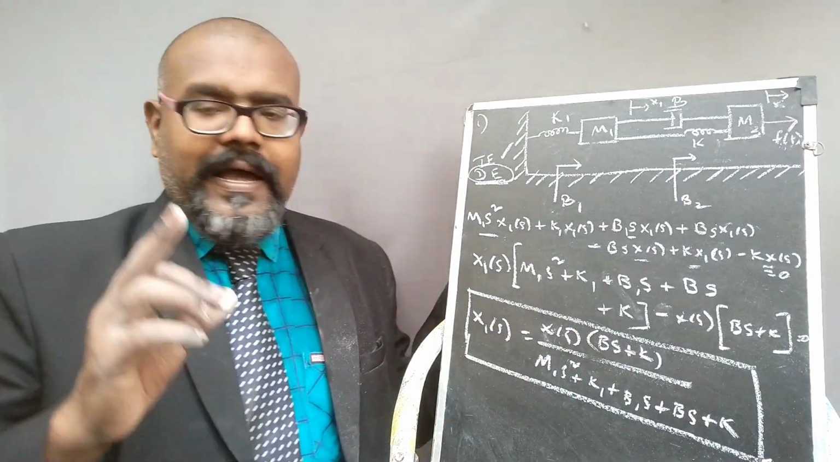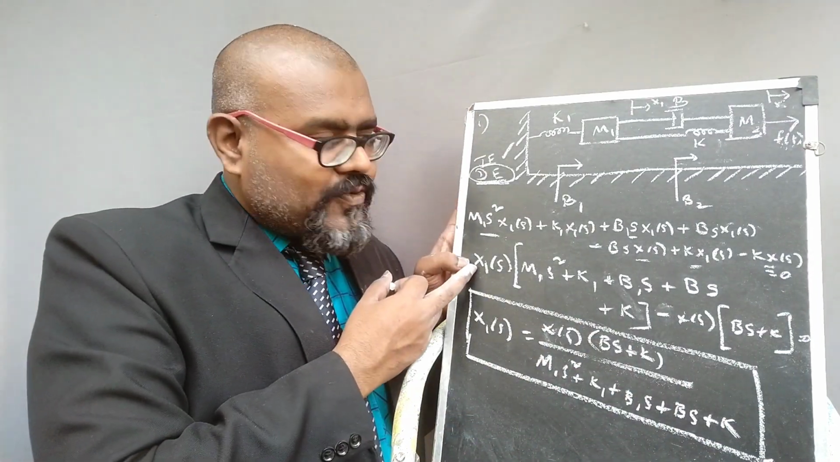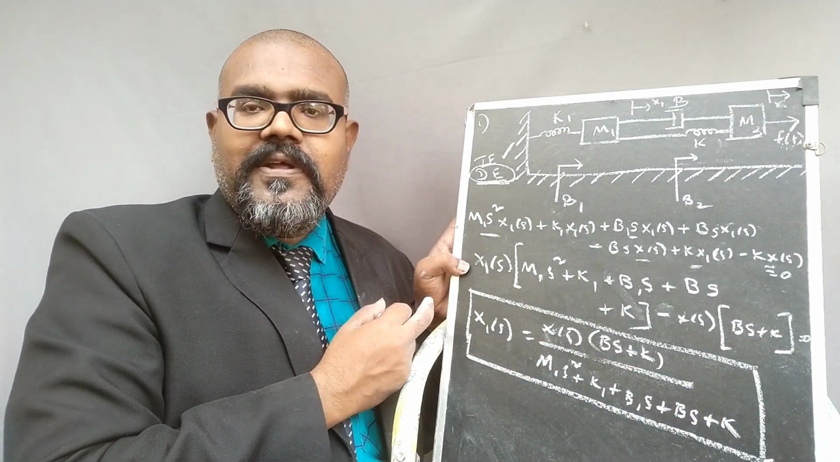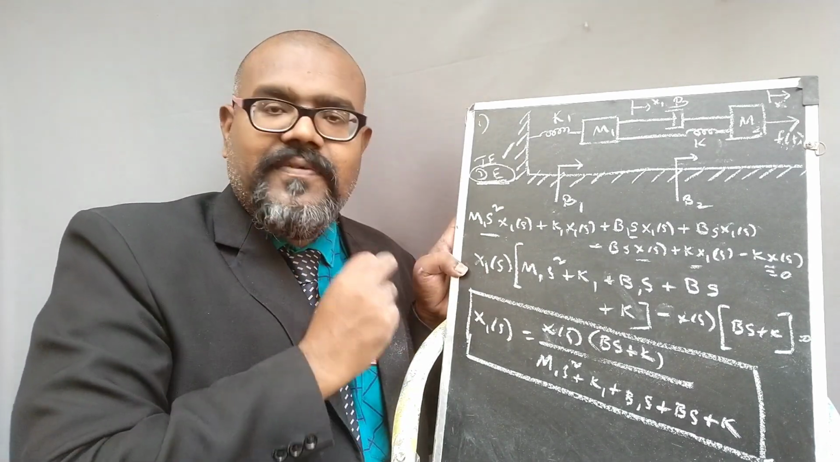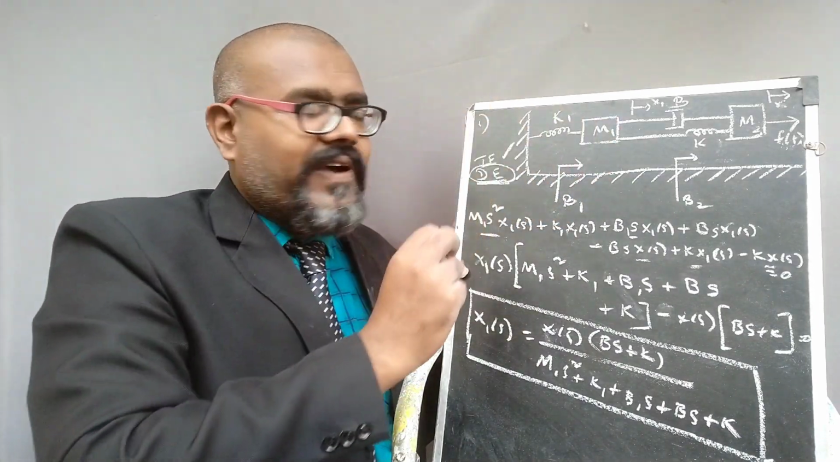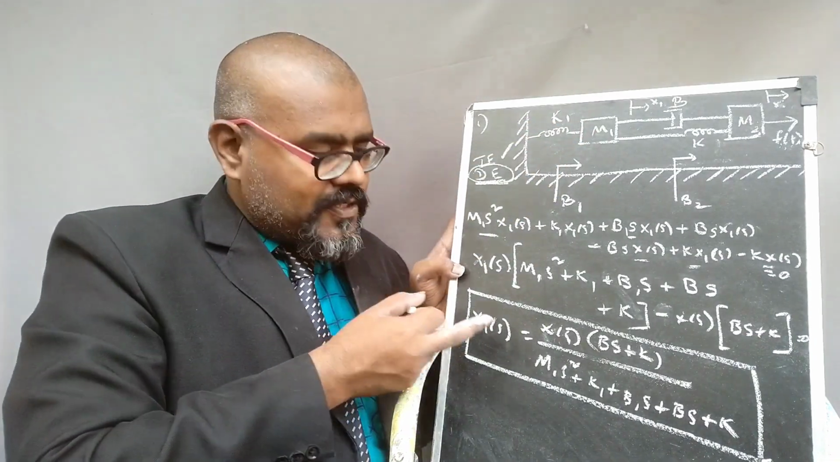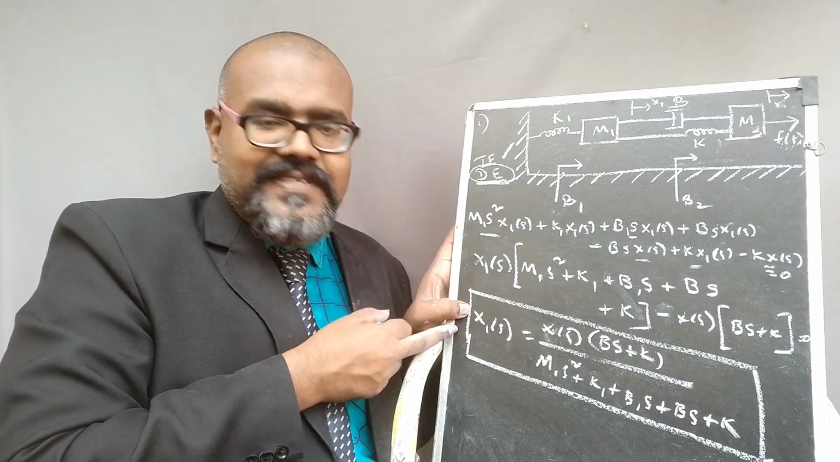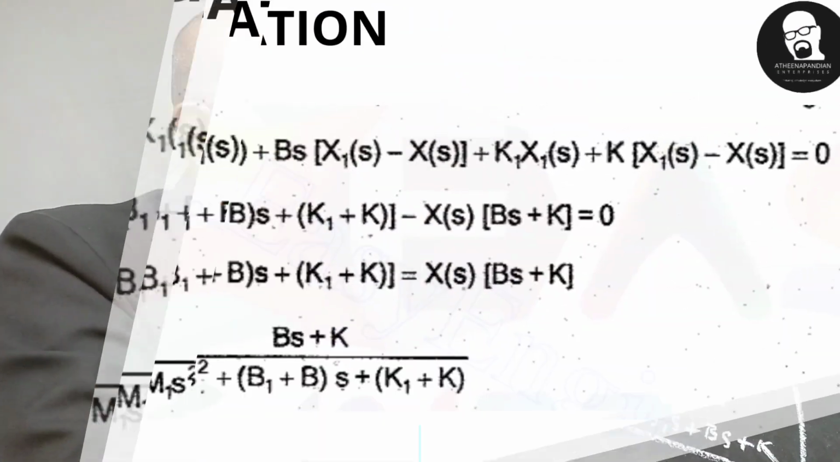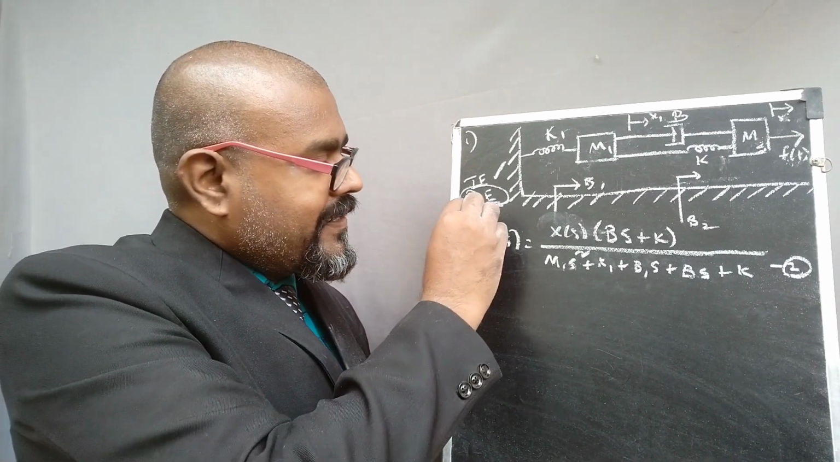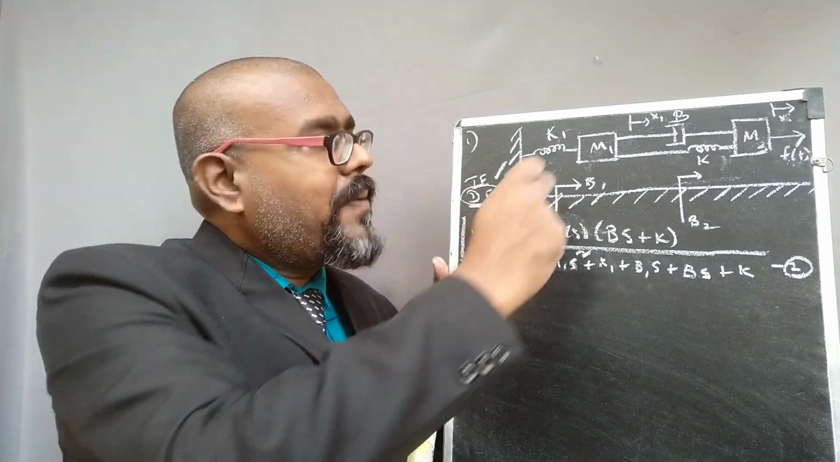Please remember, I repeat, please understand, x1 of s is common, x of s is common. We need to hold this particular x1 of s on the left side. What is the need of holding this x1 of s on the left side? Because we are in the situation to find out the transfer function. From the mass m1 we need to find out the output of the response. So that is why I keep the x1 of s on the left side and all the other things on the right hand side. So we calculated this particular x1 of s successfully from mass m1.